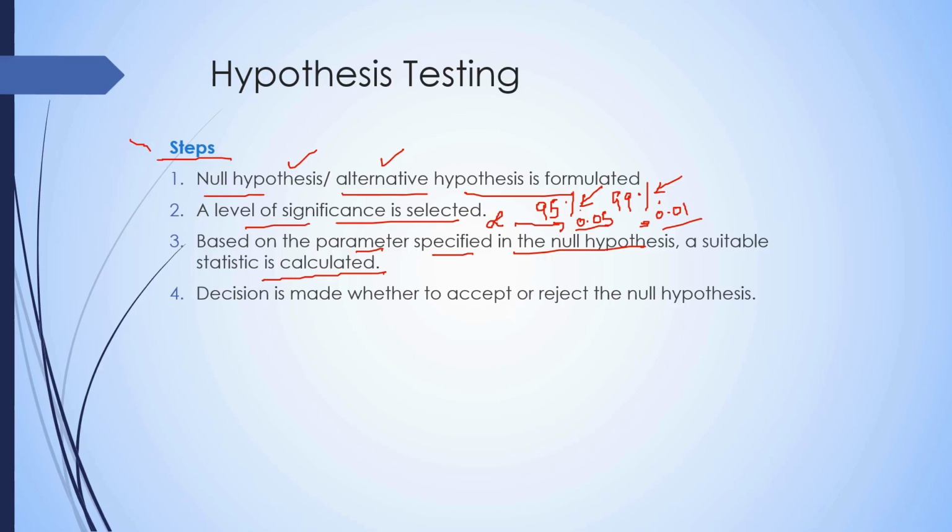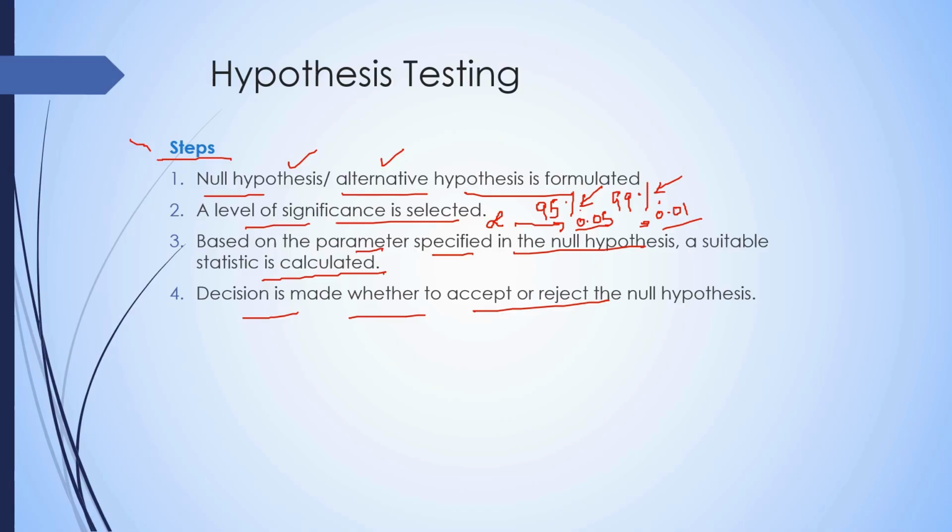And then you check the critical value or the table value, and the decision is made whether to accept or reject the null hypothesis. So these are the four important steps in hypothesis testing. What was it? First, we formulate the hypothesis. Next, we decide a level of significance or the alpha value. Then based on the parameter, you calculate your suitable statistic. Then you make a decision whether to accept or reject the null hypothesis.